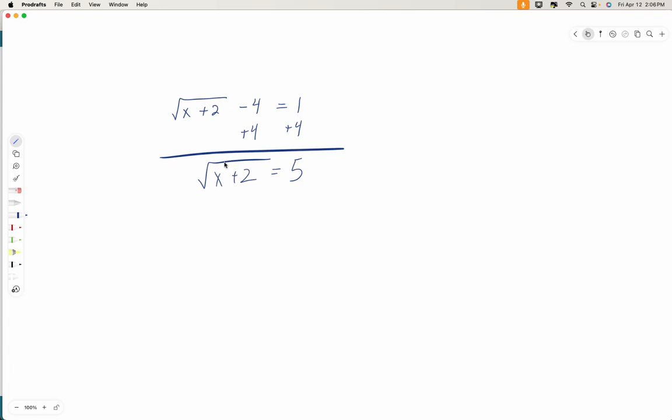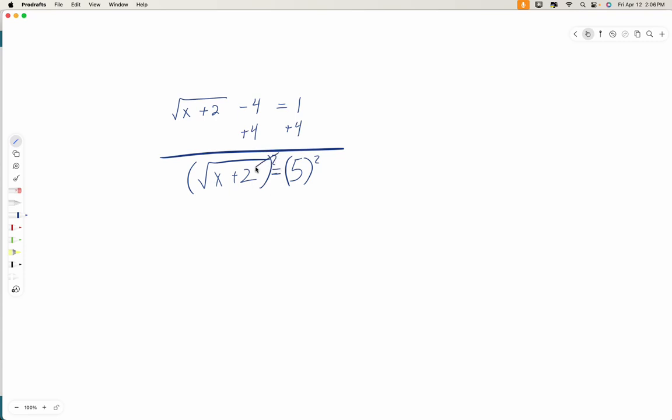So to get rid of this radical sign, we're going to square this whole thing. And we'll square both sides because whatever you do to one side, you have to do to the other side in order for it to remain equal, which is the whole point of math, is to seek truth. We want to keep this true.